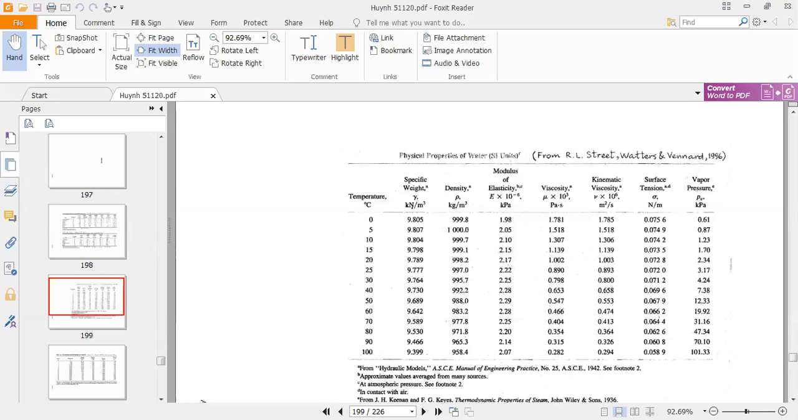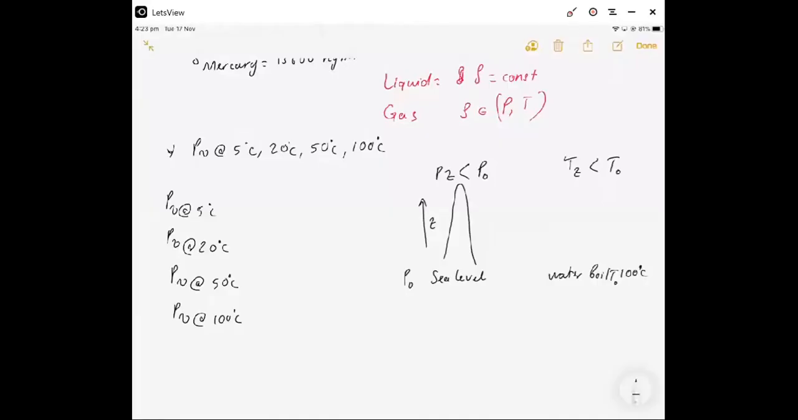So at 5 Celsius, we have vapor pressure of 0.87 kPa. Unit is kPa. At 20 Celsius, if we want water to boil at 20 Celsius, we have to create a pressure of 2.34 kPa. At 50 Celsius, we have 12.33 kPa, and 100 Celsius is standard condition, 101.3 kPa, or sea level.